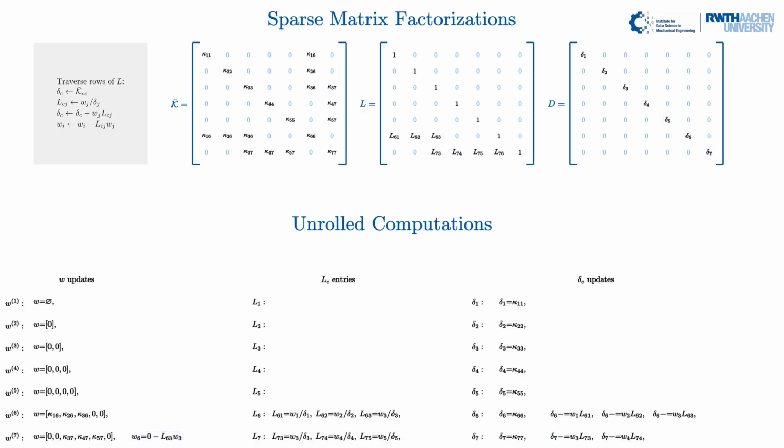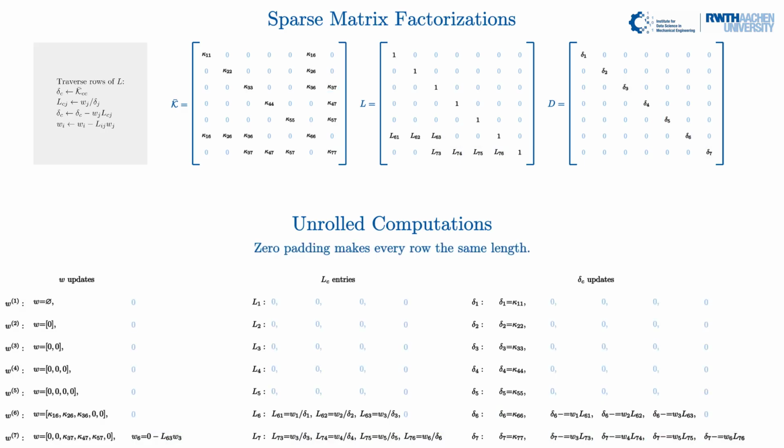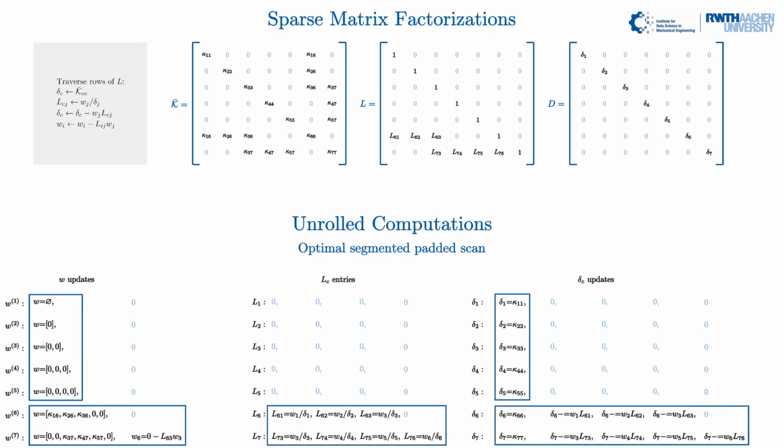To reuse the same GPU kernel, we have to pad operations with zeros to the same length. One contribution of this paper is an optimal partitioning of the rows into multiple kernels that minimizes wasted computations due to this padding. Here we see a segmentation with two kernels in blue, one for row 1 to 5 and one for the last two rows.